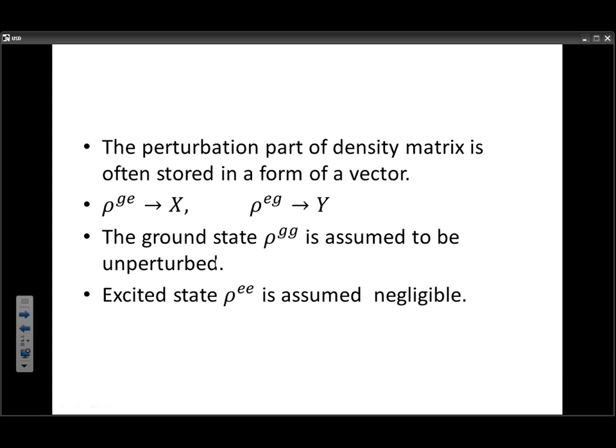And the perturbation part of the density matrix is often stored in the form of a vector. Rho GE we can store in the X vector, and rho EG is stored in the vector Y. In the ground state density, rho GG is assumed to be unperturbed, and the excited state population density rho EE is assumed negligible. So in TDDFT, this part is not included.